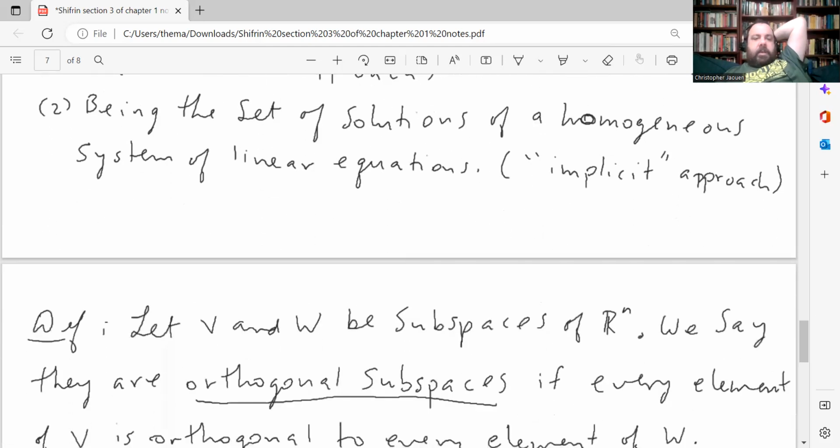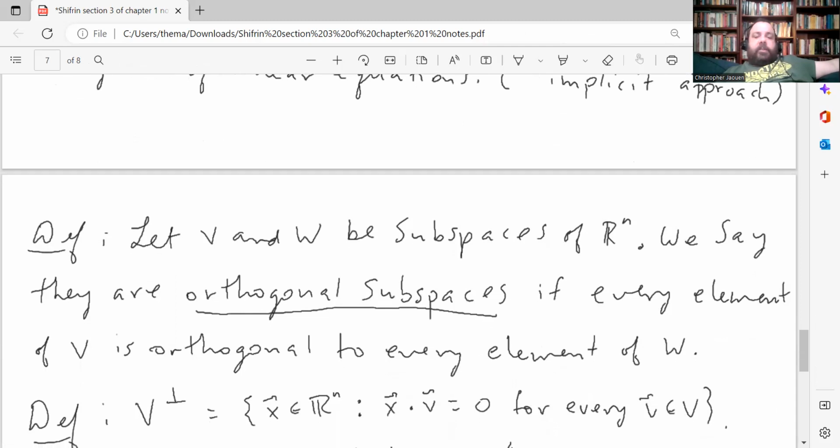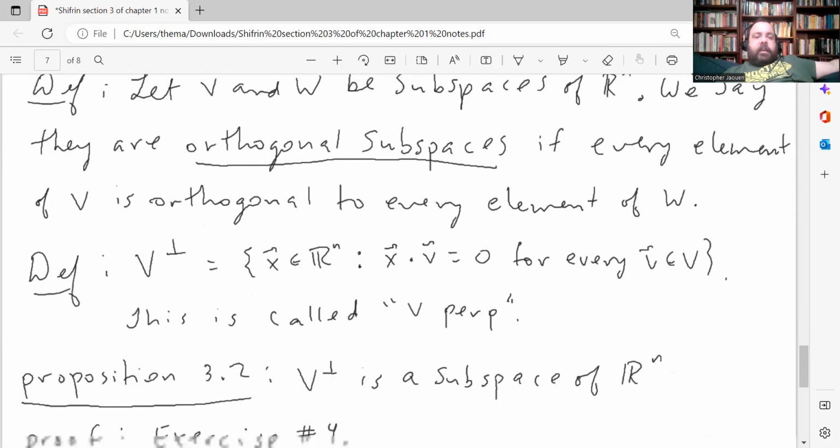We'll have chances to see both of those many times over as we go through the book. All right, definition: let V and W be subspaces of Rn. We say that they are orthogonal subspaces if every element of V is orthogonal to every element of W, and we have some notation for that. This is read V perp, and that set is defined to be the set of all x in Rn where x dot product with v is equal to 0 for every v in V. So this is called V perp. It's the largest orthogonal subspace with respect to V.